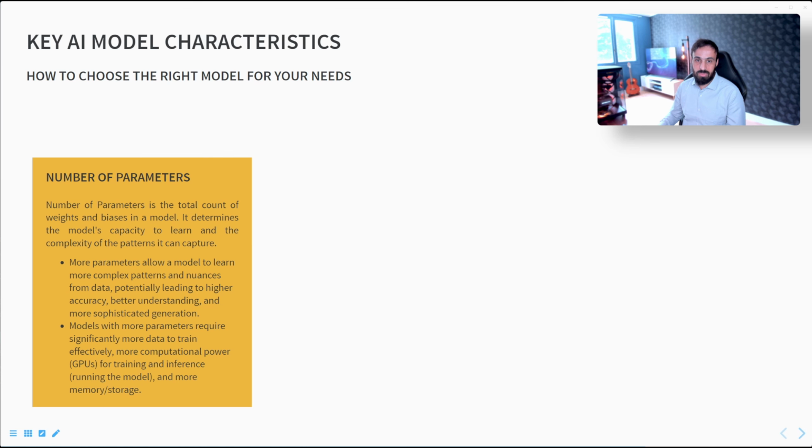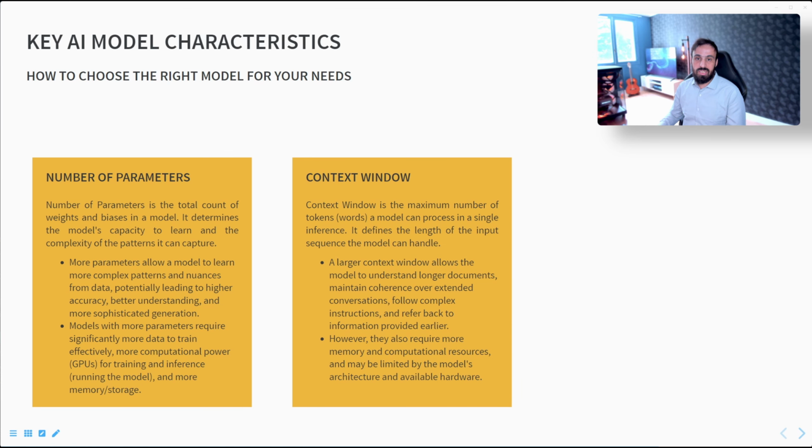The second key characteristic is the context window. The context window represents the maximum number of tokens the model can process at once. A larger context window enables the model to handle longer documents, maintain coherence in extended conversations, and follow complex instructions. On the flip side, this increases memory requirements drastically.